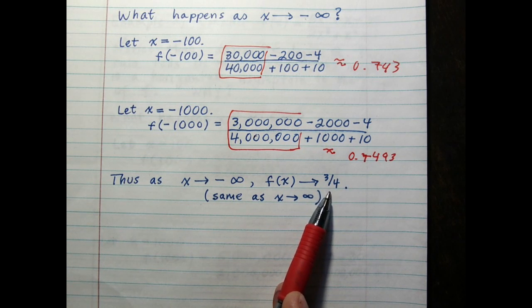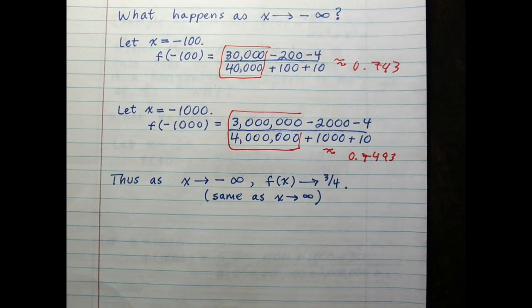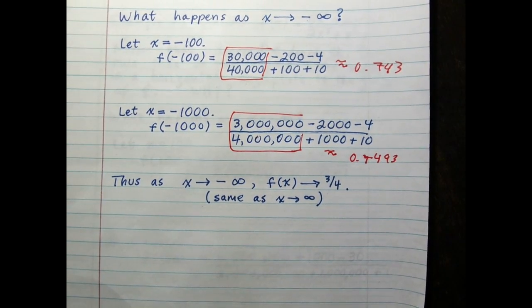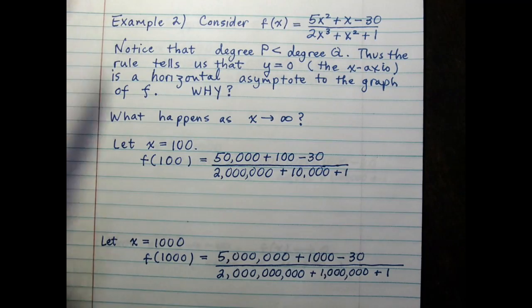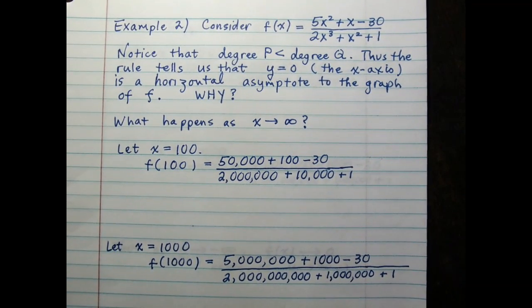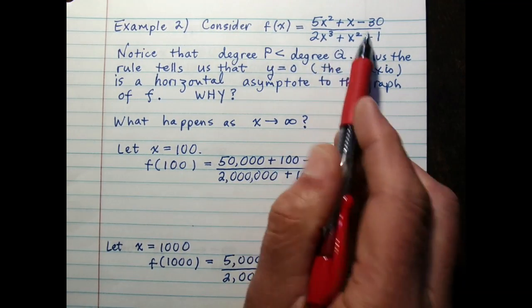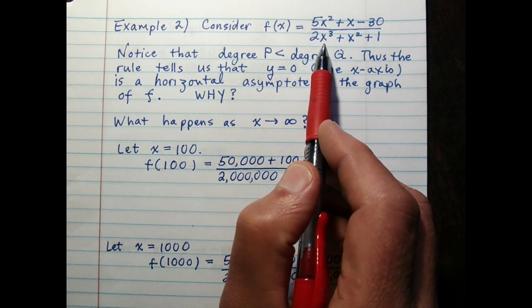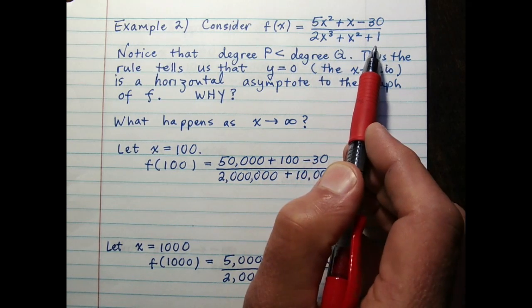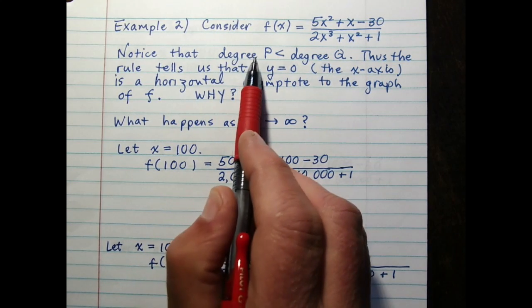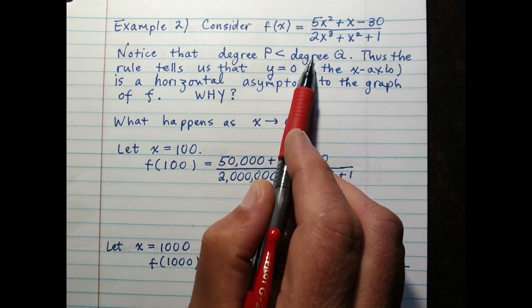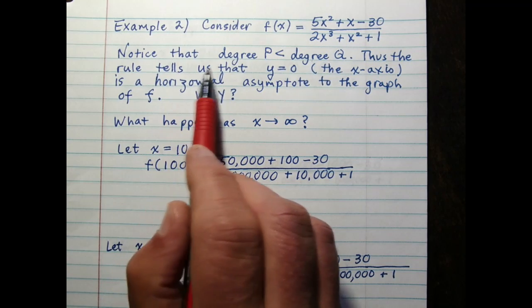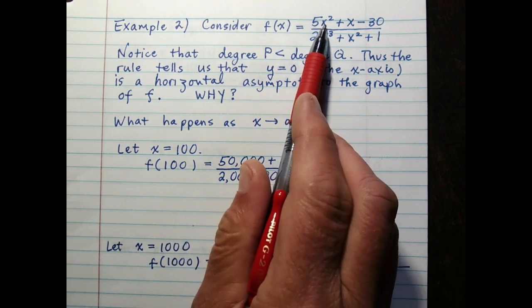Let's look at example 2 now. So this is a different polynomial now: 5x squared plus x minus 30 over 2x cubed plus x squared plus 1. And here the degree of p is less than the degree of q. So the rule tells us that when the degree of the numerator is less than the degree of the denominator, y equals 0, or the x-axis, is a horizontal asymptote.